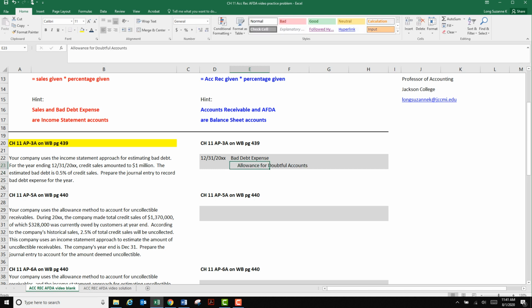This is a contra asset, so we're going to have on the balance sheet, let's add this over here. You're going to have accounts receivable and some number. And then you're going to have allowance for doubtful accounts, some number.